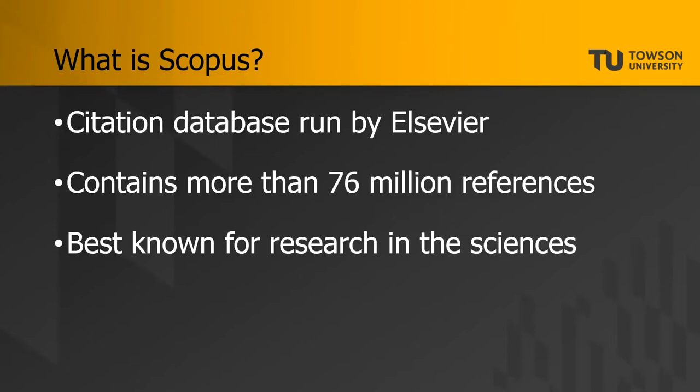Scopus contains information on more than 76 million references, so it's one of the most comprehensive databases that we have access to through the Cook Library. It's best known for research in the sciences, but Scopus contains reference information for sources in every academic discipline, so I encourage you to use it for multidisciplinary topics as well. Now let's take a look at how you search Scopus.